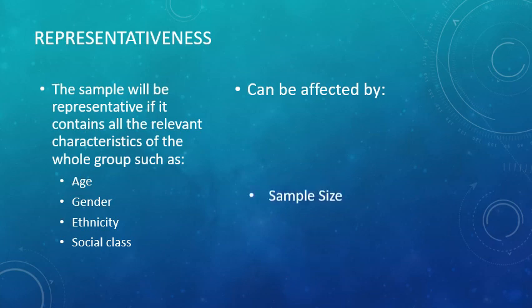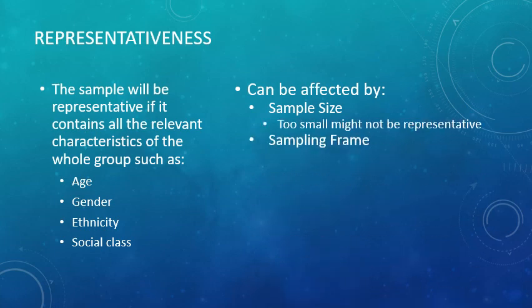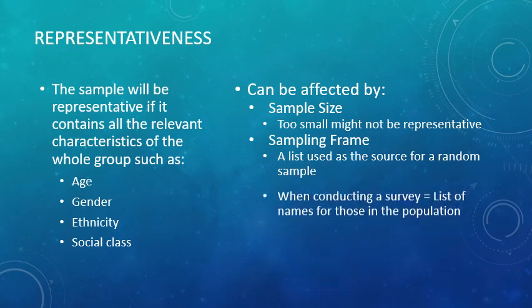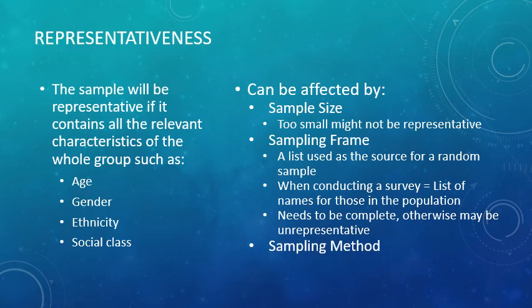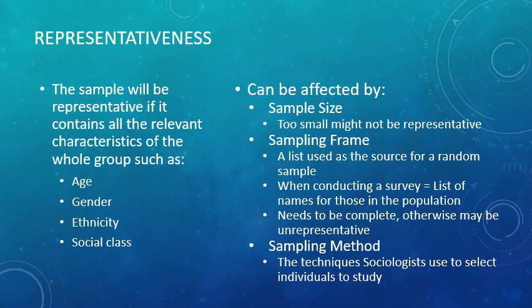But that representativeness can be affected by things like sample size. If our sample is too small, it will be difficult to get the correct ratios. If our sampling frame, our list, is not complete, then we might not be able to get the correct people or draw people in the correct ways. And if our sampling method, the way in which we gather or create that sample, is problematic, if it's down to things like chance, then we may end up with a sample which is not representative.